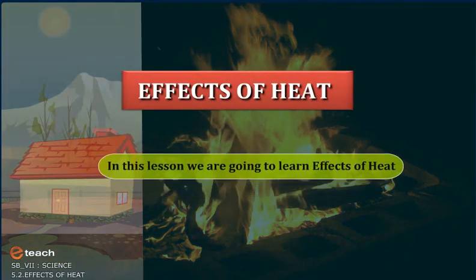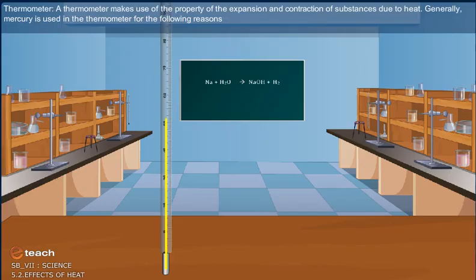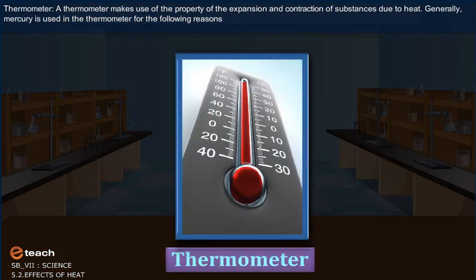Effects of heat. In this lesson, we are going to learn effects of heat. Thermometer. A thermometer makes use of the property of the expansion and contraction of substances due to heat.